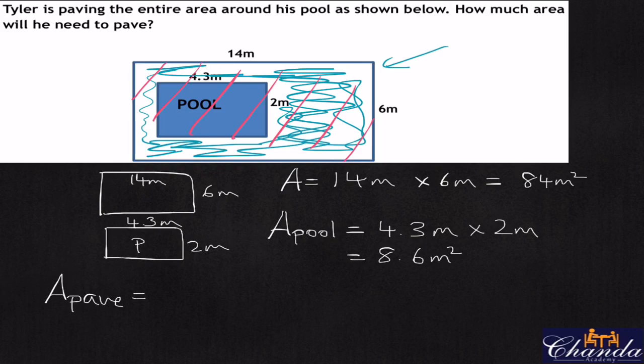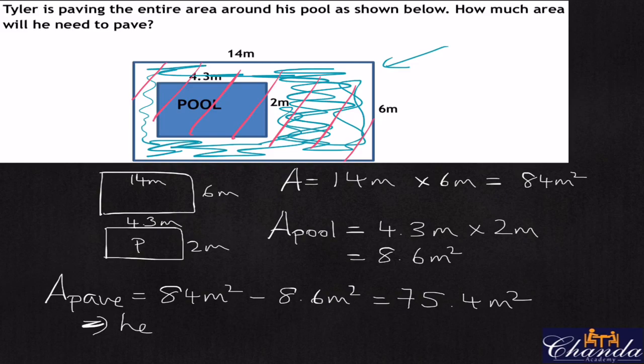Therefore, he will need to pave 75.4 meters squared of area. Alrighty, now let's have a look at the next question.